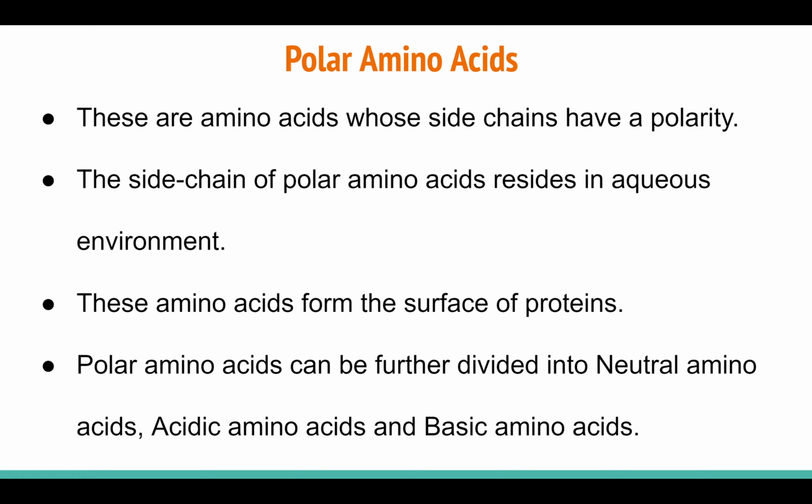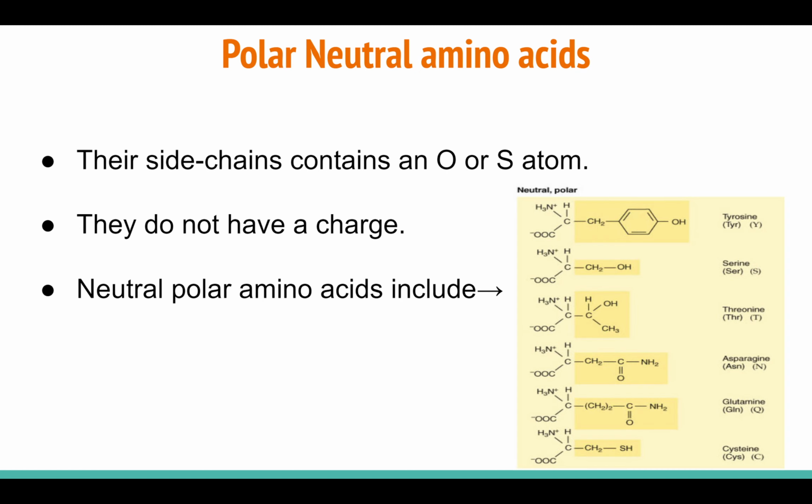And it should be noted that polar amino acids can be further divided into three subgroups. That is the neutral amino acids, the acidic amino acids, and the basic amino acids. The polar neutral amino acids simply refers to those amino acids whose side chains have either an oxygen atom or a sulfur atom. And what this oxygen atom or sulfur atom does is that it is electronegative, so it's going to pull electrons to itself, causing the oxygen or the sulfur to be slightly negative and the rest of the side chain to be slightly positive.